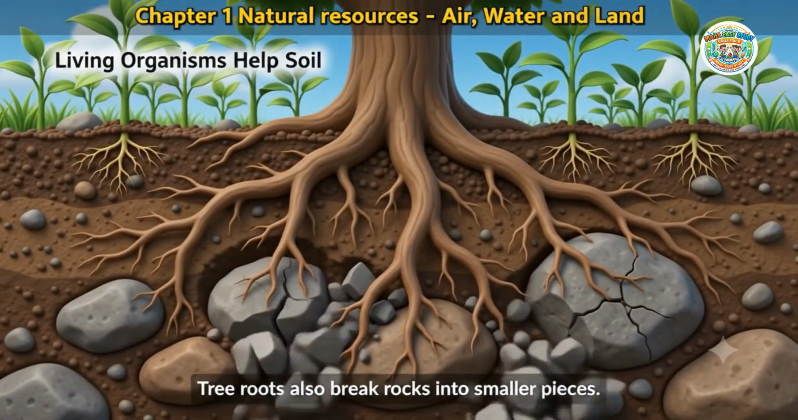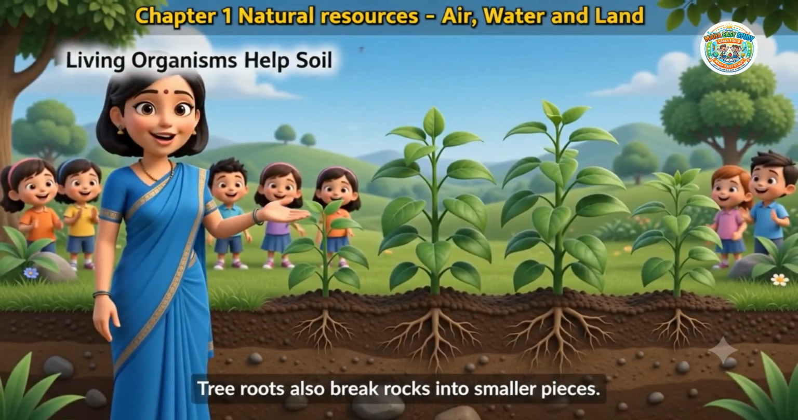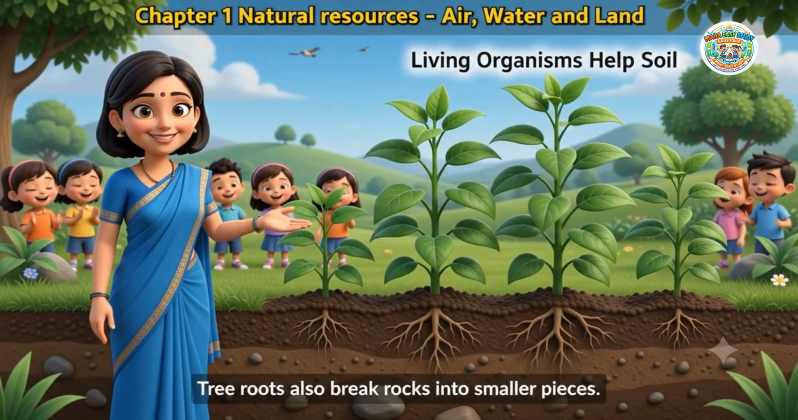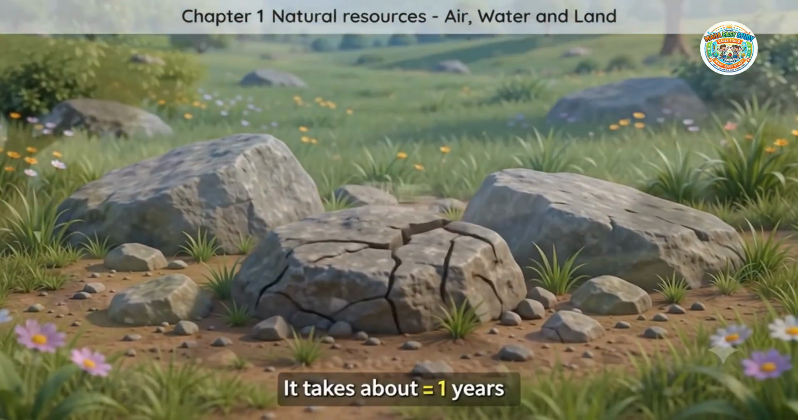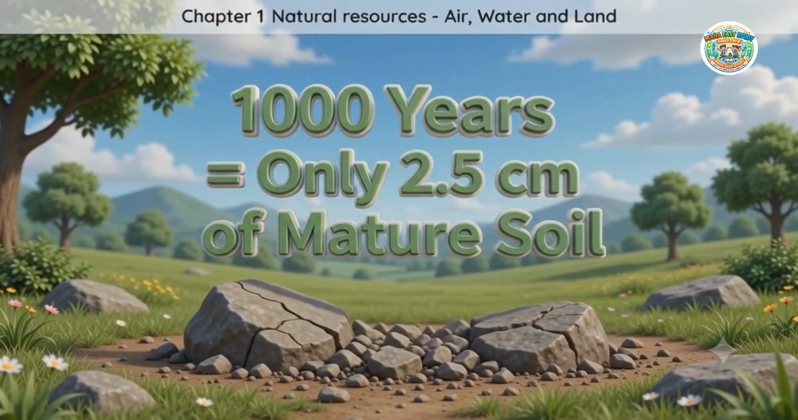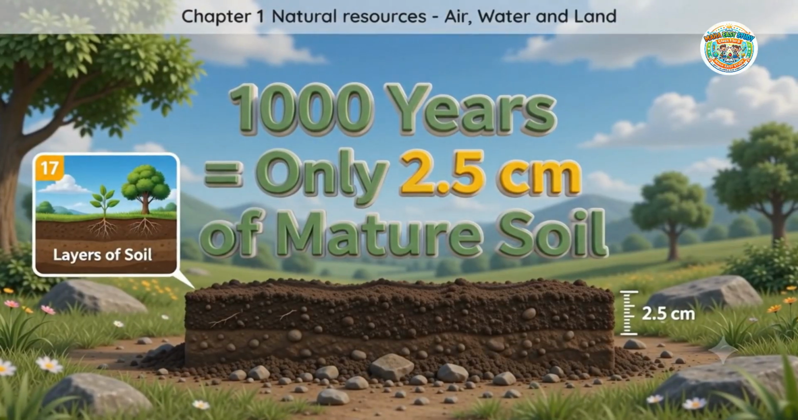Worms, microbes, insects, and tree roots help make the soil healthy. Tree roots also break rocks into smaller pieces. Soil forms very slowly. It takes about 1,000 years to make just 2.5 centimeters of mature soil.